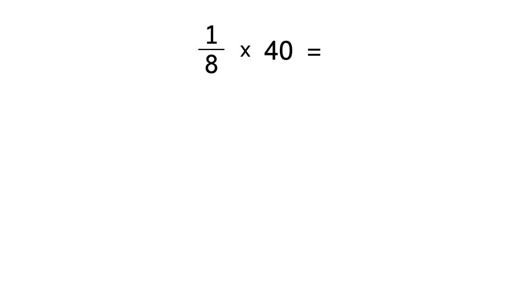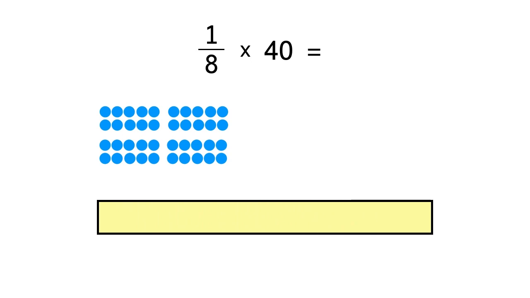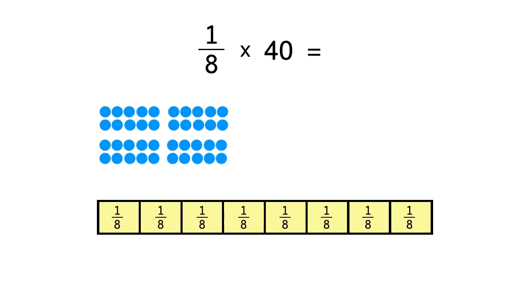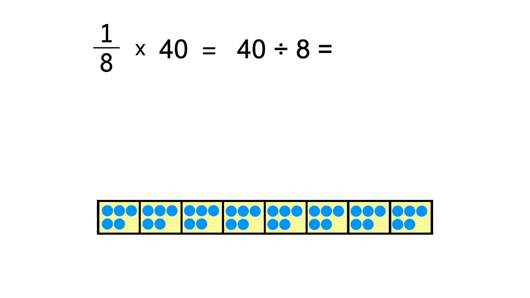What about an eighth of 40, or an eighth times 40? Well, let's get our 40 counters and we can get our bar. And this time, because we're working with eighths, we want a bar divided up into 8 equal pieces. So how do I find what 1/8 is? Well, I'm going to take my 40 counters, share them equally. You can see that 40 divided by 8 is 5. So 1/8 of 40 is 5.